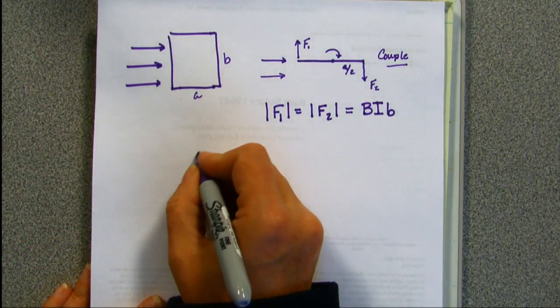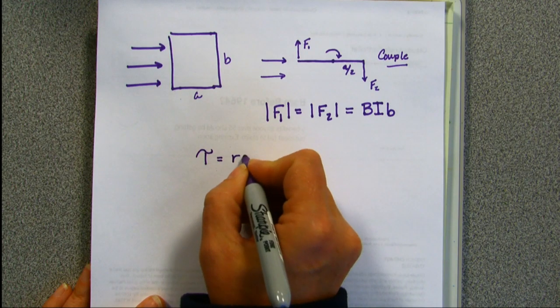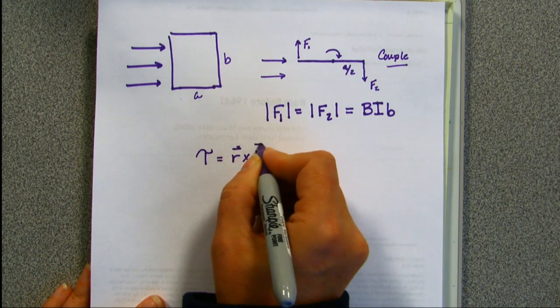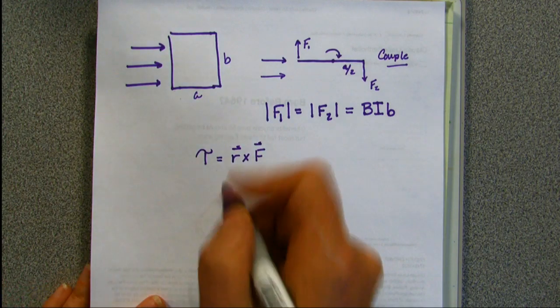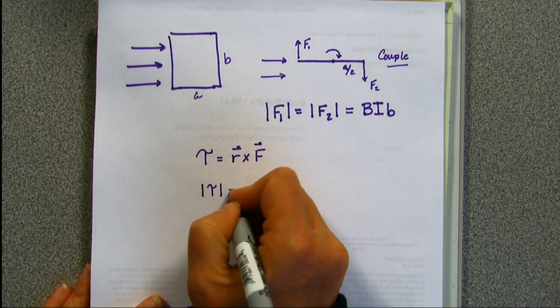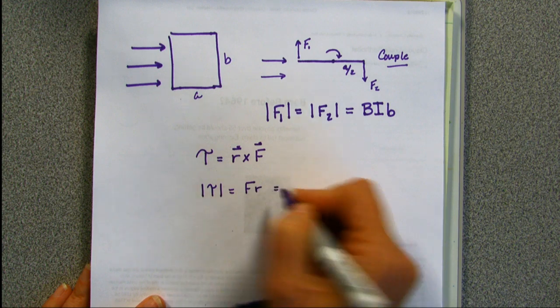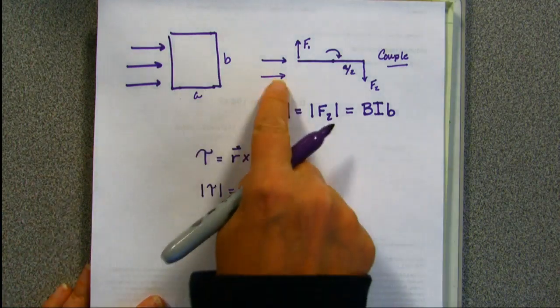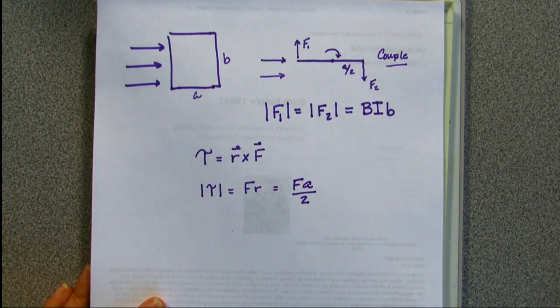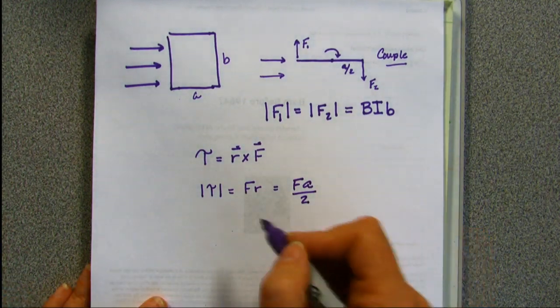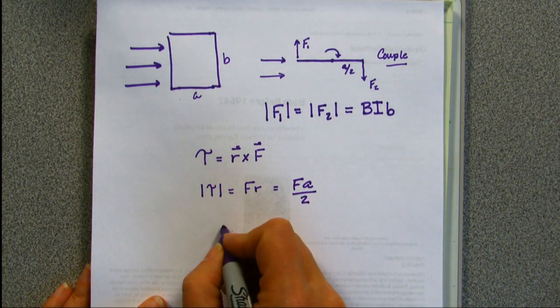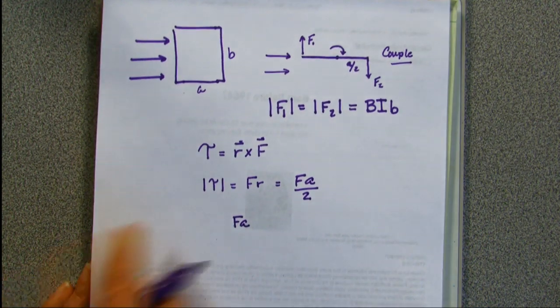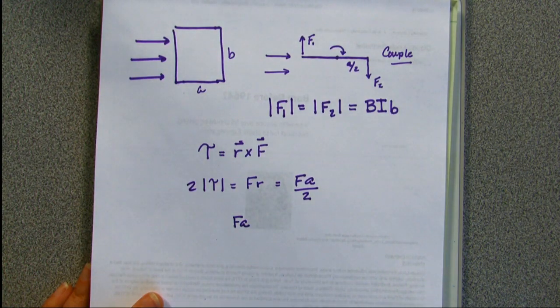So if we go back and look at torque, torque is r cross F, right? But if we're looking at the magnitude of the torque, that's going to be F r, which now is going to be F a over 2. But because this is a couple, I can sum them up, and I'm going to have 2 of them. So the total torque is going to be F times a, because I get 2 of these, and I can add them together.